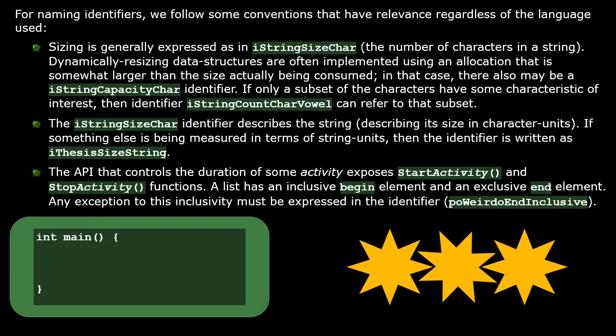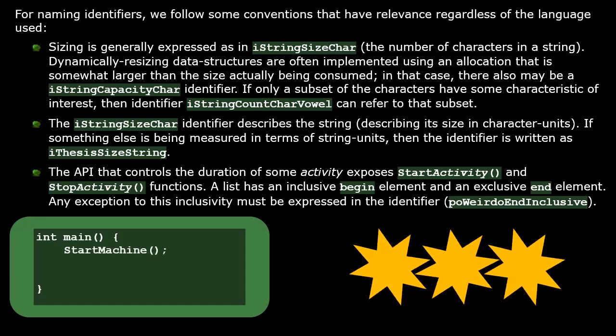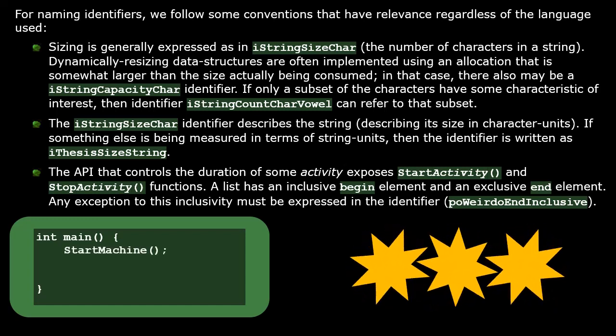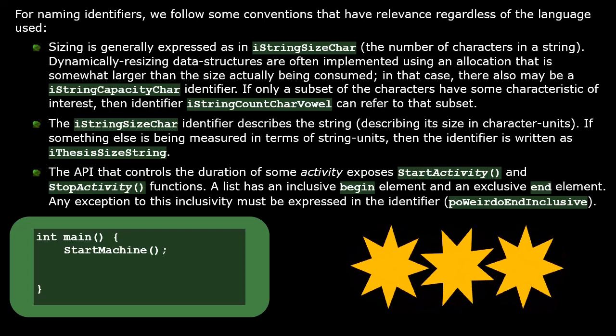The API that controls the duration of some activity exposes functions that are called start and stop.